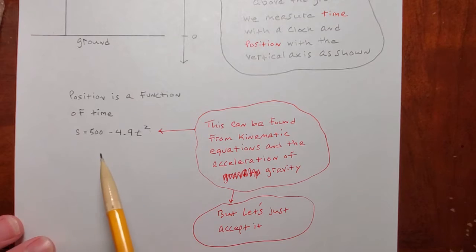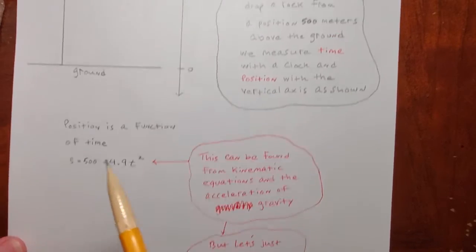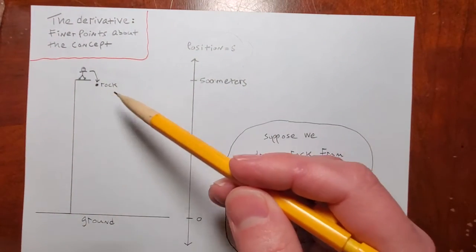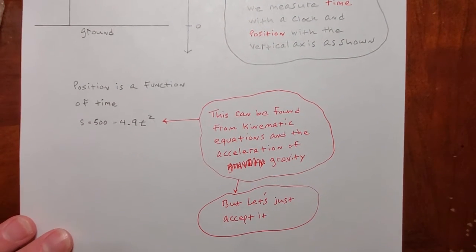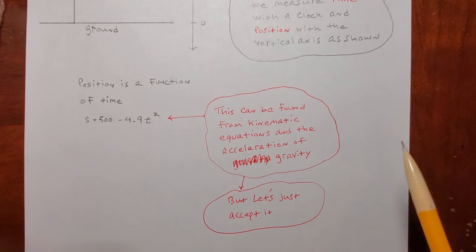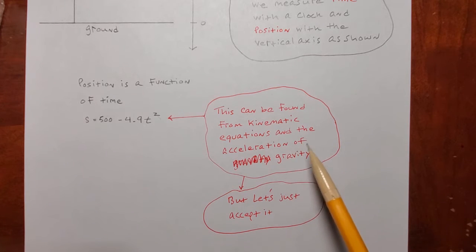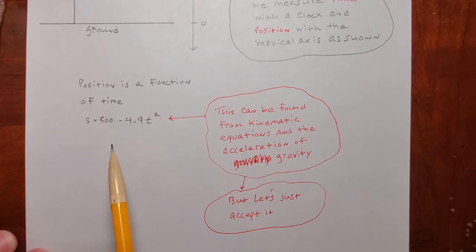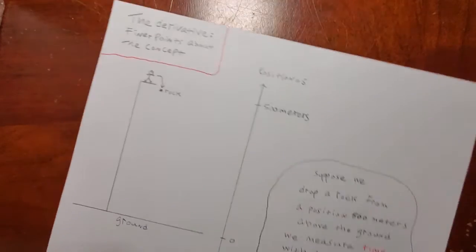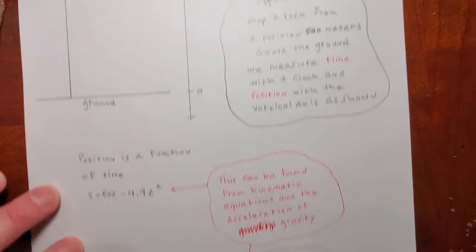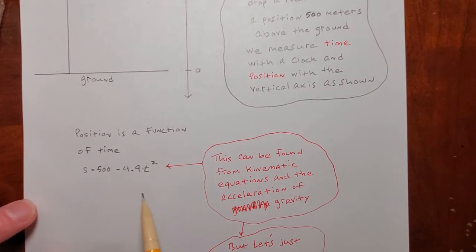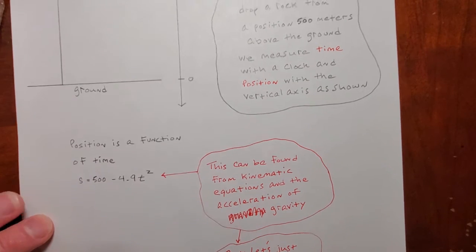Now, this does neglect air resistance, and if the rock is extremely dense and heavy, we don't have to consider air resistance or wind or things like that. But if you take physics 1, then you can learn from the kinematic equations how you can derive this. But let's just accept it, okay? Let's accept that I'm dropping a rock, it's falling down, we're measuring time and position, and this is the equation by the laws of nature that governs what it's going to do. Okay? All right.